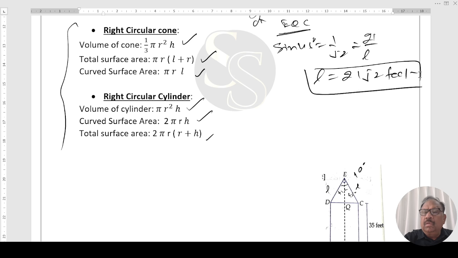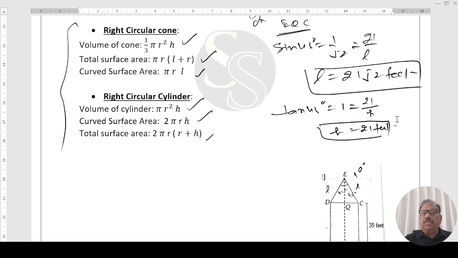To find height, tan 45, that is equal to 1 equal to perpendicular upon base, 21 upon h. h comes out to 21 feet. Height of the cone comes out to 21 feet.